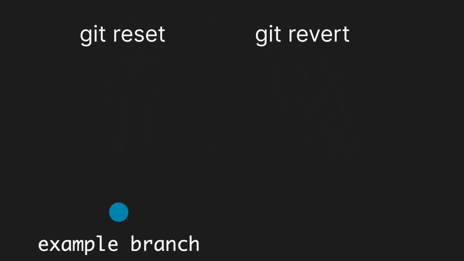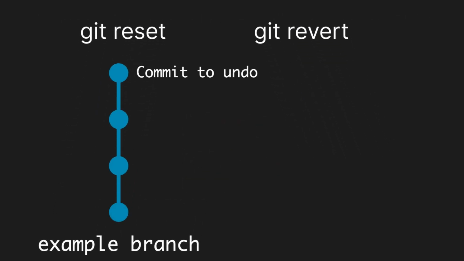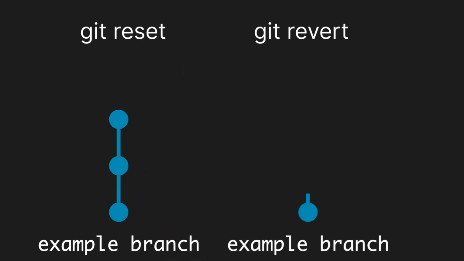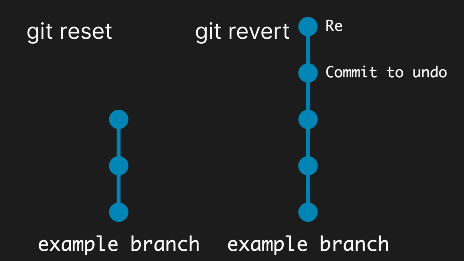The main difference between these two is that Git reset will remove your commit from the history entirely, whereas Git revert is a non-destructive operation that will create an entirely new commit, undoing the changes from the previous one.